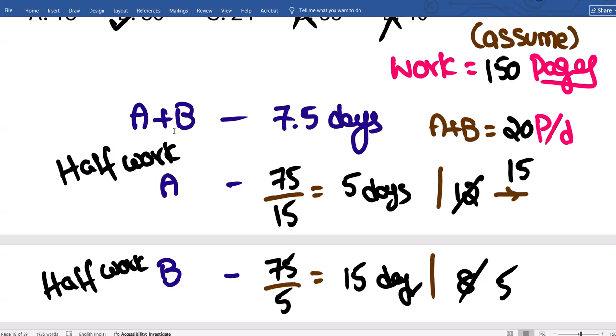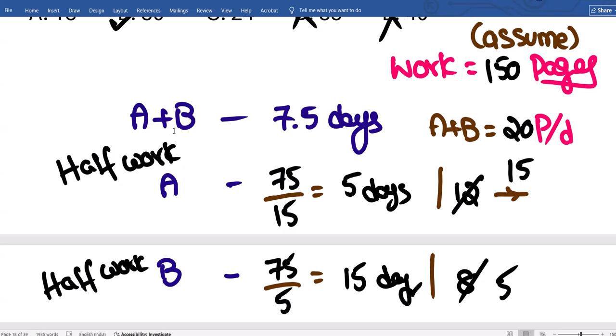A plus B together 7.5 days. We are assuming the work is 150 pages. A and B together 20 pages per day. Then we are doing trial and error. A efficiency is more than B. We are trying 12 and 8. It's failed. Then I tried 15 and 5.